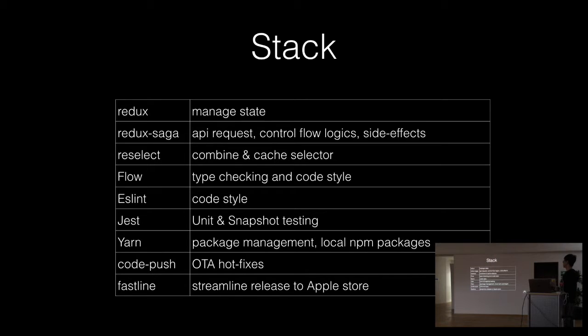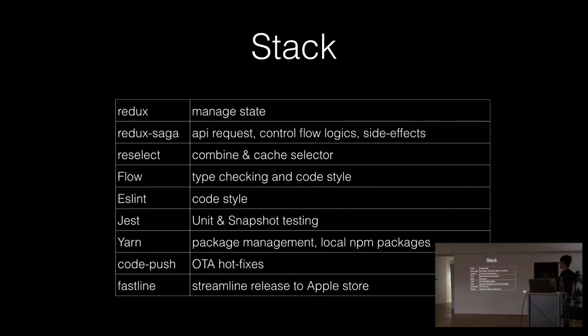And we use Flow to type check our code, and Flow also gives us some code style suggestions. And ESLint, I think, is very standard. We use Jest for our unit and snapshot testing. And then we use Yarn for package management, and we also use local npm packages.